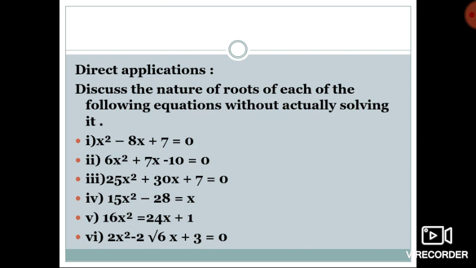determine the nature of the roots for the following equations without solving them. Work out these sums. Come out with your doubts.